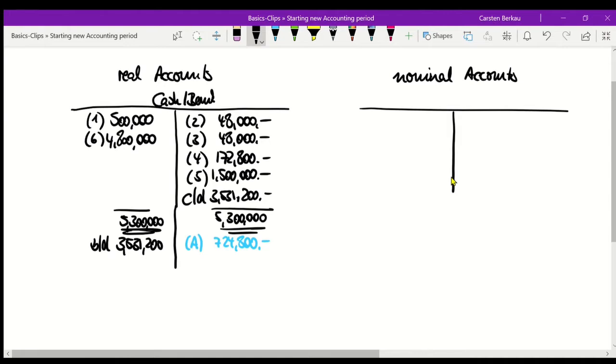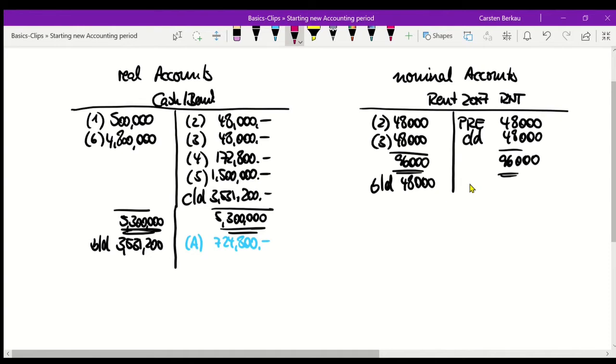In contrast, the nominal accounts have been closed off. We take a look at the rent account. When we prepared the income statement, we closed off the rent account to the profit and loss account. Therefore, we made a debit entry in the profit and loss account, and we recorded a credit entry with the reference profit and loss to the rent account to the extent of 48,000. By this bookkeeping entry, the rent account has been closed off to the profit and loss account. We indicate this by double crossing the line of the account.